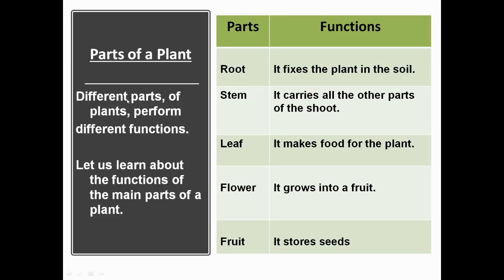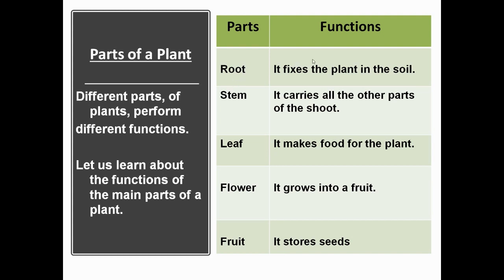Different parts of a plant perform different functions. Let us learn about the function of the main parts of a plant. Root. It fixes the plant in the soil. Root also performs the function to absorb water and mineral from the soil. It holds the plant in the soil.